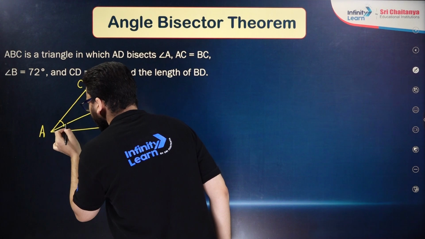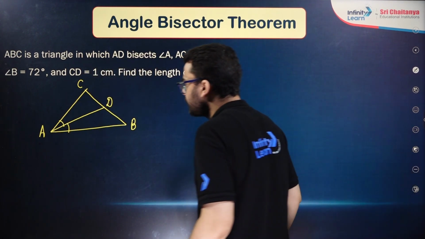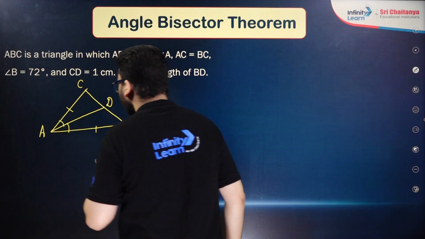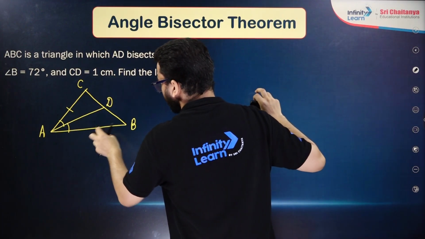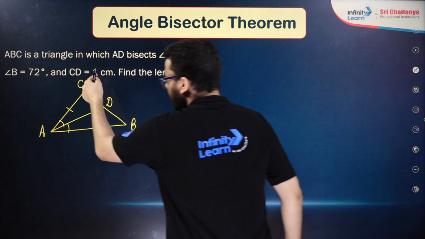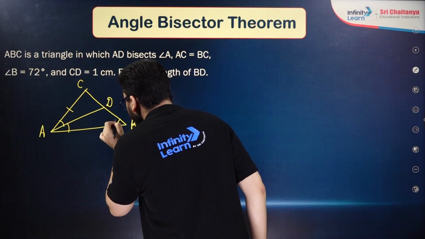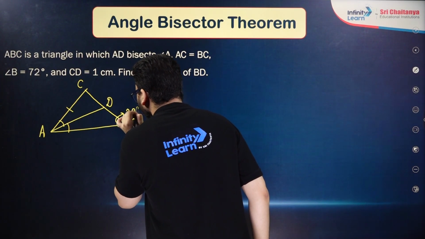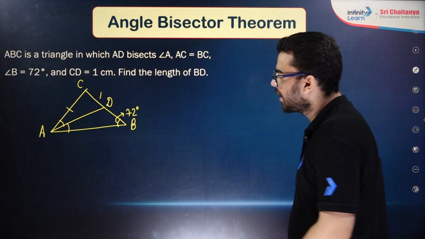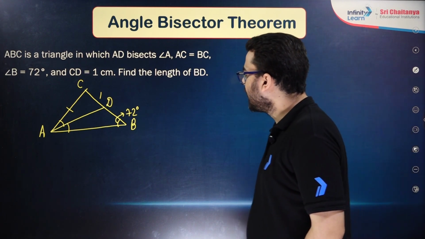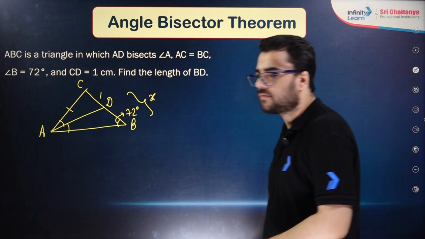It means this angle is equal to this angle. And it is also given that AC is equal to BC. This is equal to this. AC is equal to BC is given. I hope you understand that. And angle B is given as 72 degrees. This is 72. And CD is equal to 1 over here. Then we have to find the length of BD. Suppose BD is X over here.